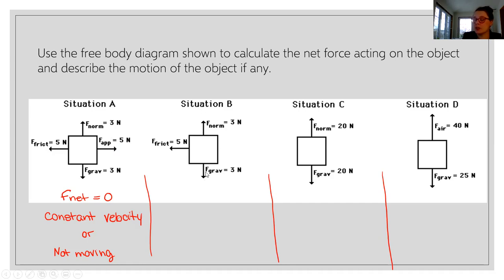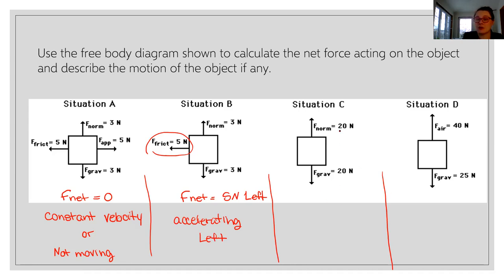Situation B, which way is it moving? So we've got a normal force up, gravity down, they balance out. So we know it's not going anywhere vertically. And the other thing is, if there's a normal force, it has to be on a flat surface. We also have friction, but we don't have an applied force. So we have a net force is 5 newtons and it's left. This is our net force. Okay? We know it's accelerating left because the net force is towards the left.